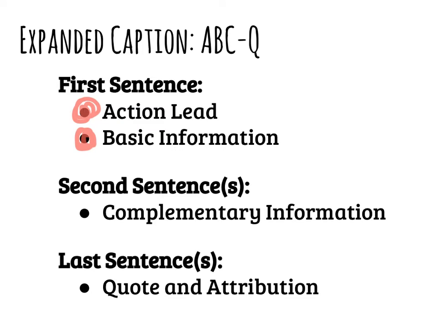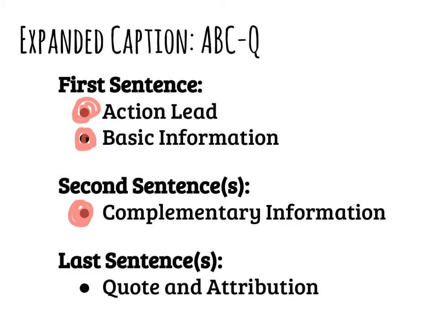After that, we move into the second and possibly also the third sentence, and that's where you get your complementary information. So this complementary information is background or additional information that isn't absolutely crucial to our understanding of what's going on in the picture. So if you're writing a caption about a sporting event, this would be the outcome of the game or maybe the other people involved or something like that.